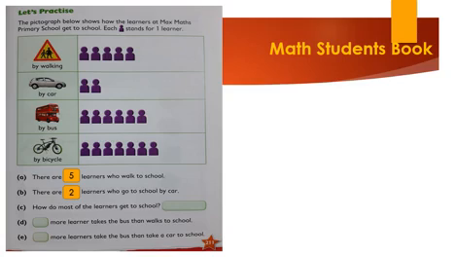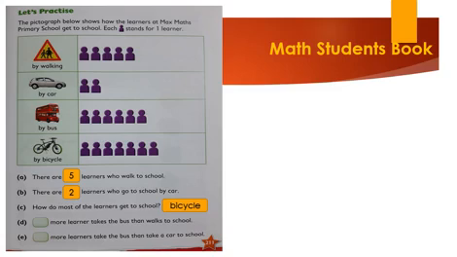How do most of the learners get to school? Okay, the correct answer is by bicycle. How many students go to school by bicycle? Okay, so there are 7 students who go to school by bicycle.